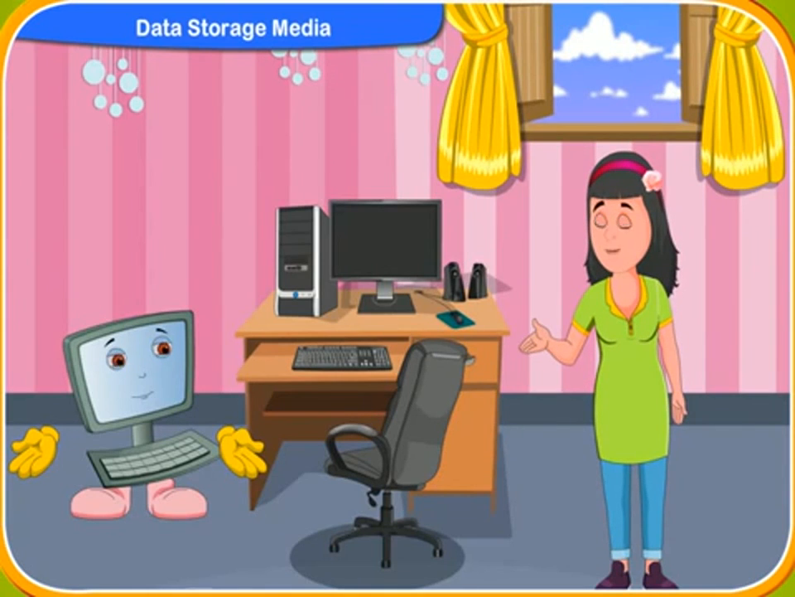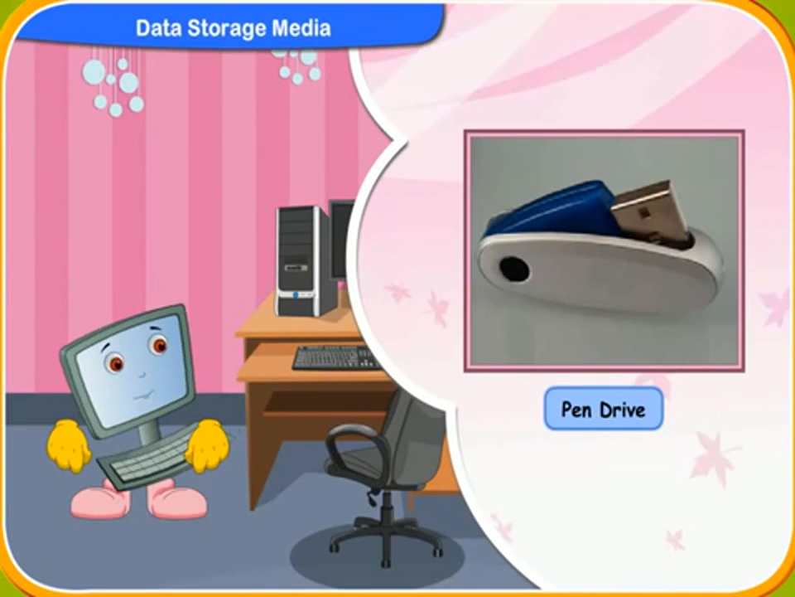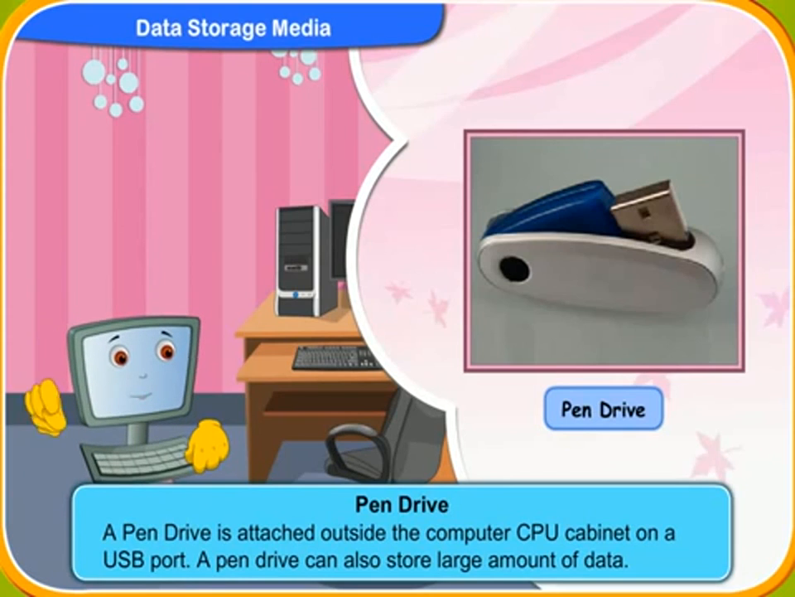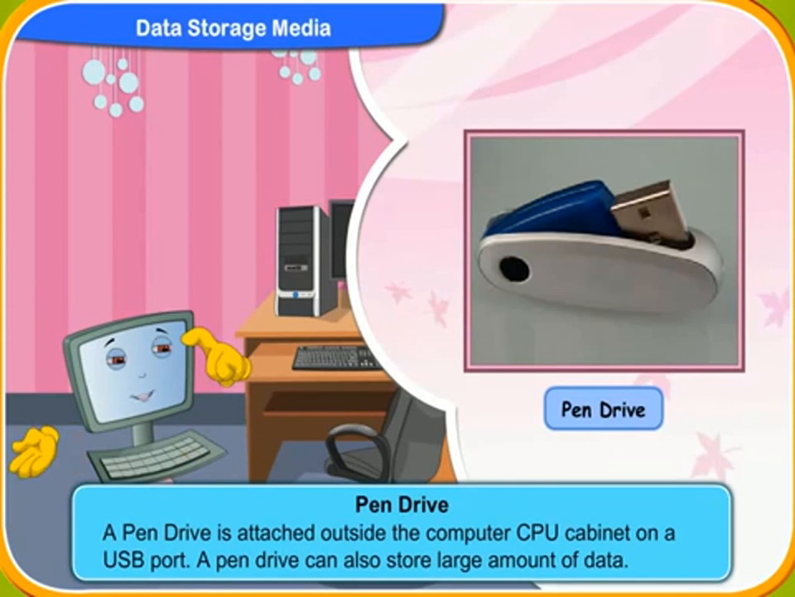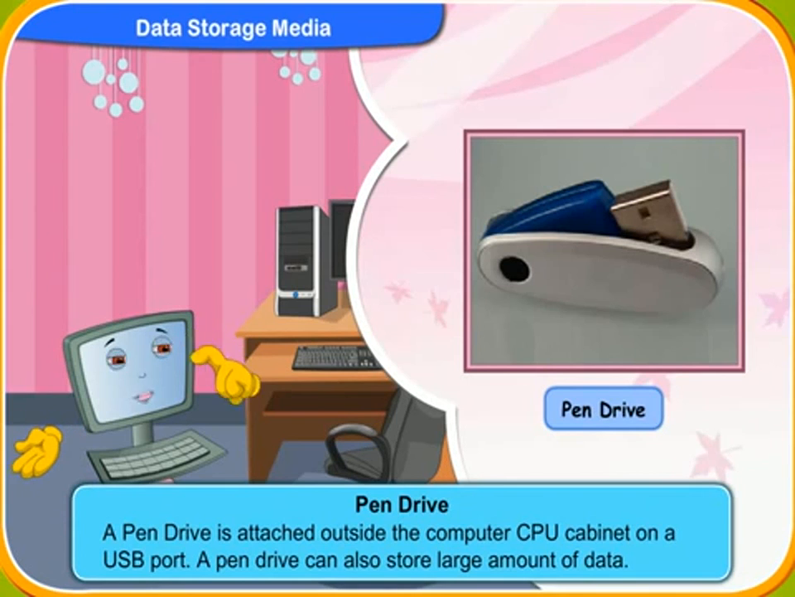What about the pen drive? The pen drive is a pen-like device. It is attached outside the computer's CPU cabinet and on a USB port. A pen drive can also store a large amount of data. A pen drive is the most convenient device to carry data from one place to another, as we can put it in our pocket.